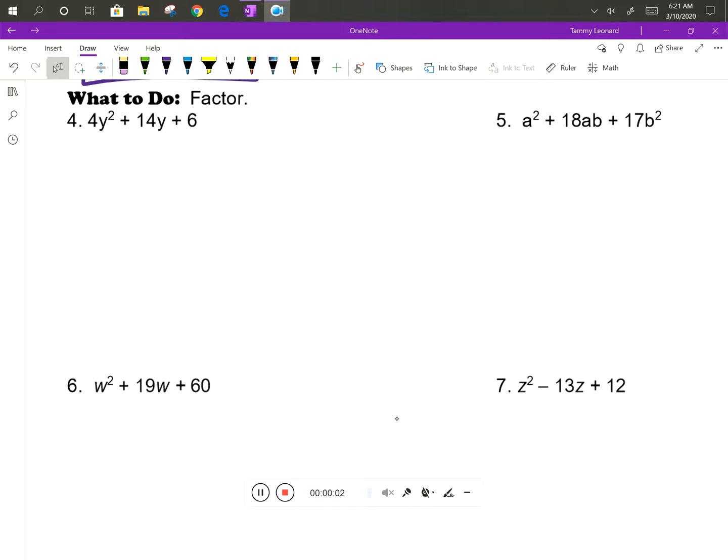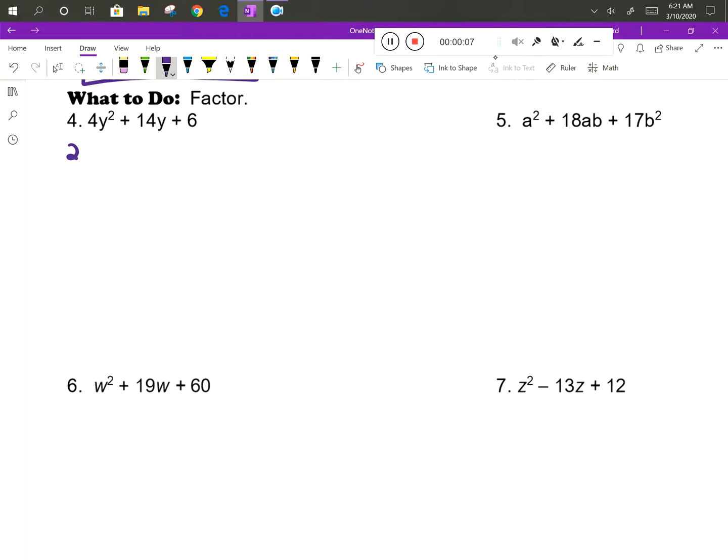The first thing we notice in number 4 is that all of the terms are even. So we can start by factoring out a GCF of 2, which leaves us with 2y squared plus 7y plus 3. Next, we're going to need to split the middle term.